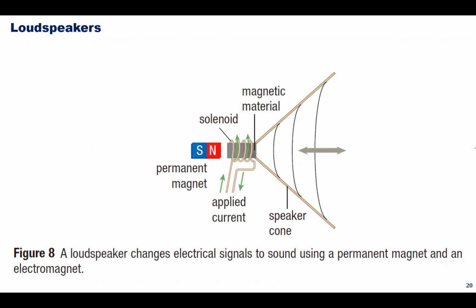Variations in the current produce variations in the force on the wire in the coil. The coil moves back and forth in response. The vibrating coil causes the cone to vibrate, pushing sound waves through the air and into your ears. So this is how a loudspeaker works.